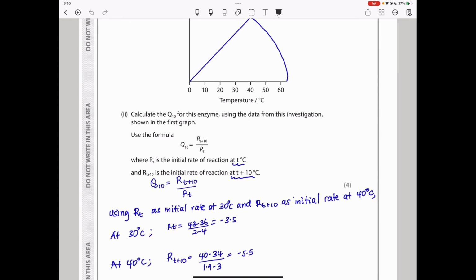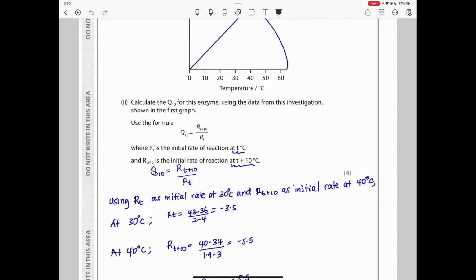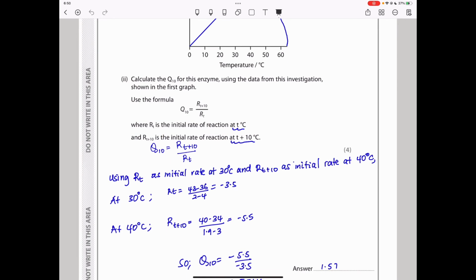And the next part says, calculate the Q10 for this enzyme using the data from this investigation shown in the first graph. So they say use this formula. Q10 is equal to RT plus 10 divided by RT, where RT is the initial rate of the reaction at T, and RT plus 10 is the initial rate at T plus 10. So here I wrote it there, and I said using RT as the initial rate at 30 degrees. So I took the one at 30 degrees.